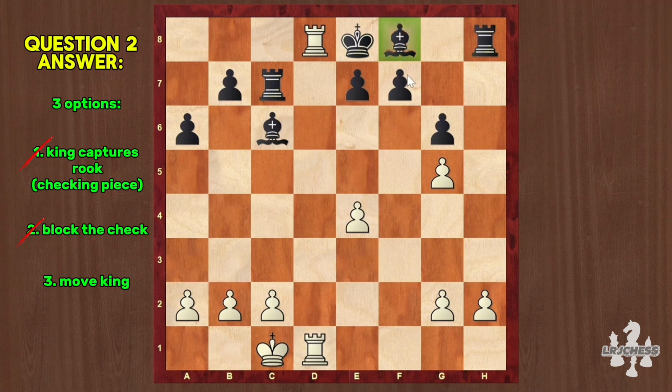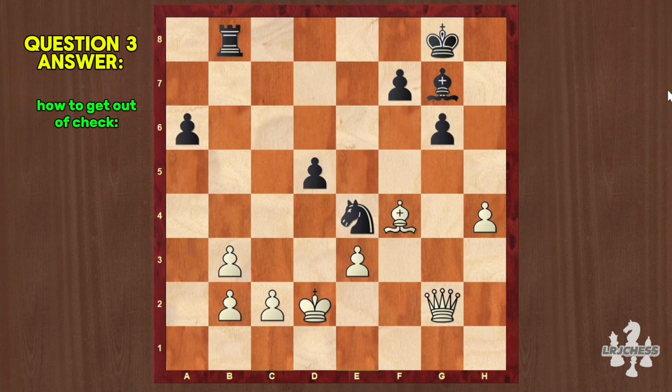3 squares are already blocked by his own pieces. We know he cannot take the rook, and he cannot move to D7 either because that square is guarded by both rooks. Therefore, the king has no safe squares to move to, and this position is checkmate. On to position number 3.